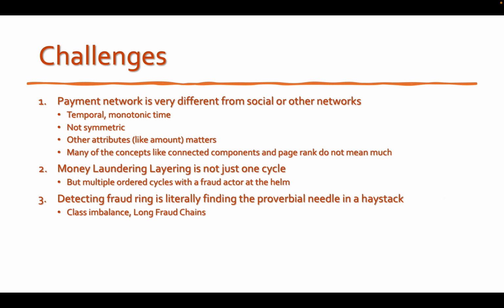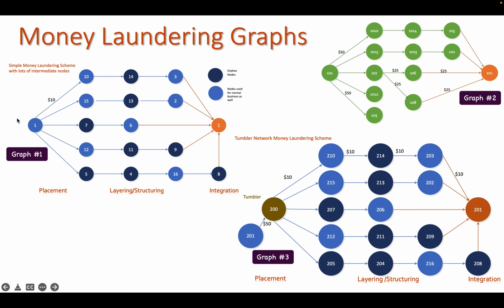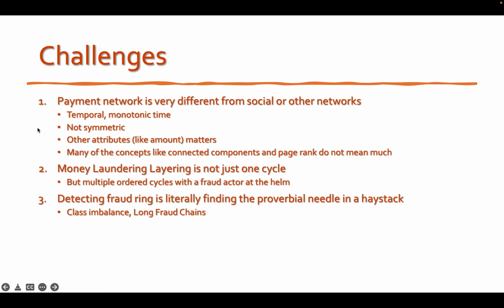The challenges are, first of all, a payment network is different from social and other networks. It is temporal, with monotonic time, because payments have to be in progressive timing. It's not symmetric, and many concepts like connected components and PageRank might not mean much. More interestingly, money laundering is not just one cycle. As you can see, there are multiple cycles here, and there is a fraud actor at the head. So the graph algorithm has to figure that out.